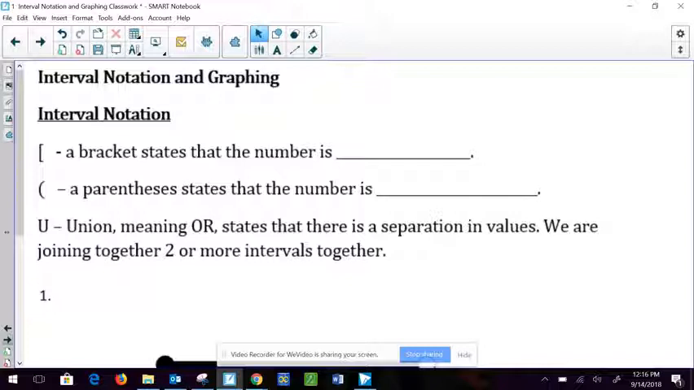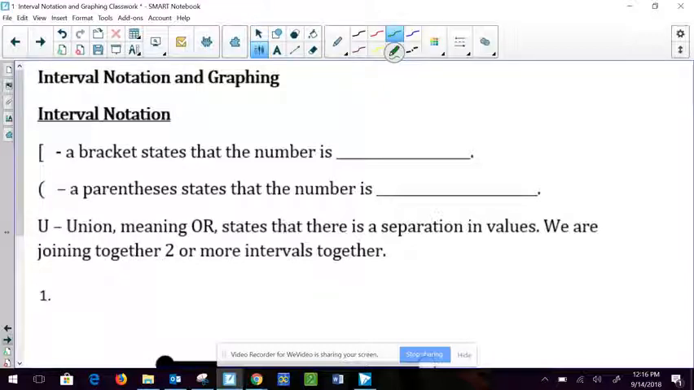It starts by talking about this thing called interval notation. It's a fancy way of using parentheses and brackets to show all the possible solutions for an inequality. Whereas with equations, we only had one solution, with inequalities, we're going to have many solutions. So we have to show that somehow.